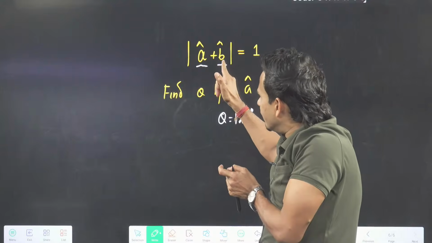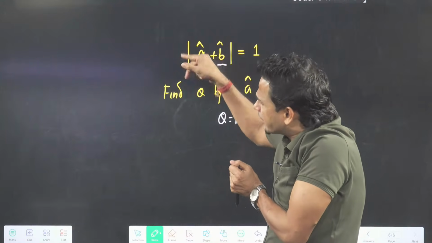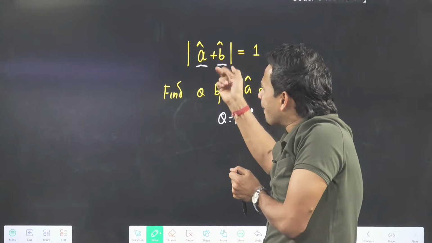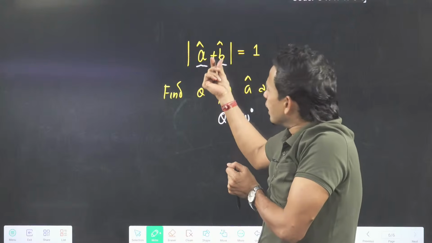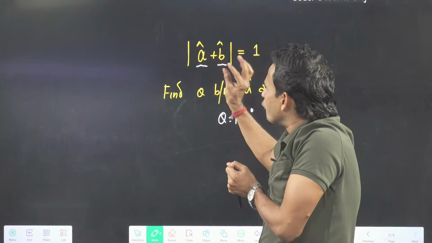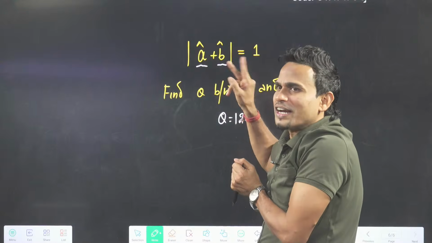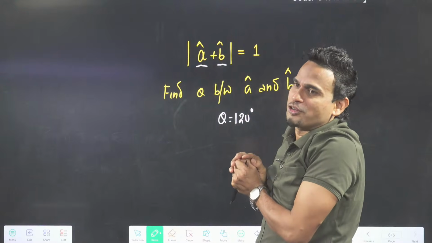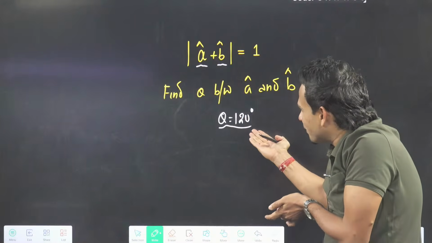1 plus 1. Again, two vectors of equal magnitude gives resultant also of same magnitude. Here these two vectors, A cap and B cap, are of same magnitude. Both are unit vector. So here 1 and 1 on vector addition giving 1 means two vectors of equal magnitude are giving you resultant also of same magnitude. What should be theta between them?